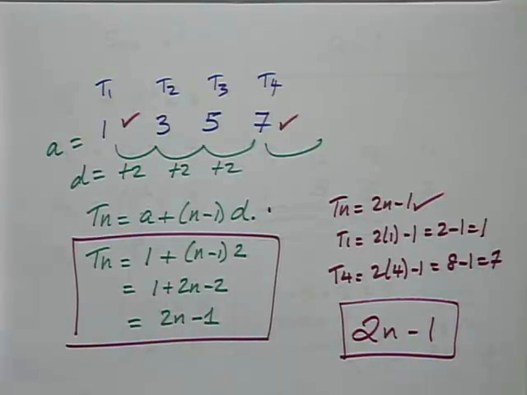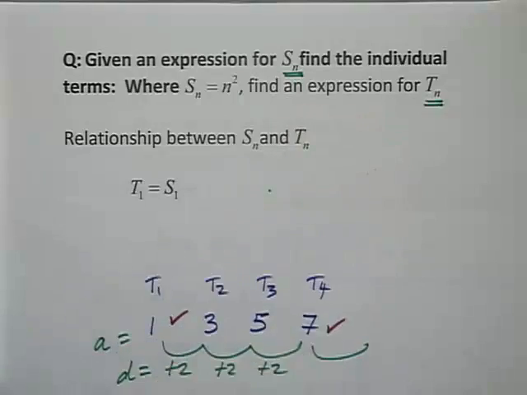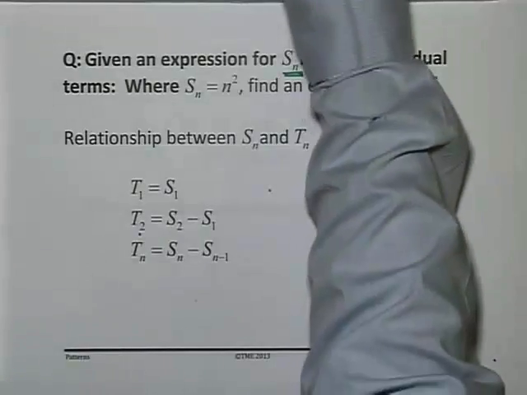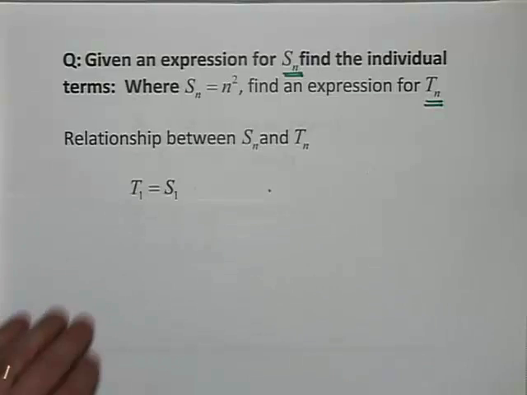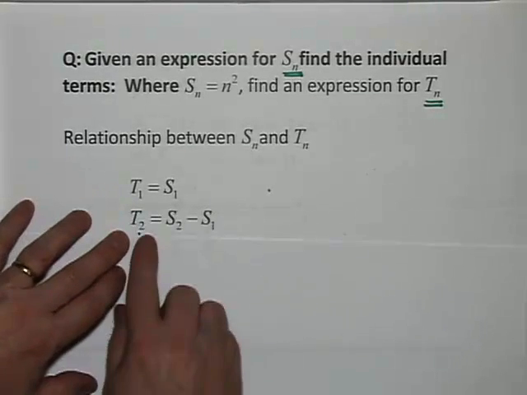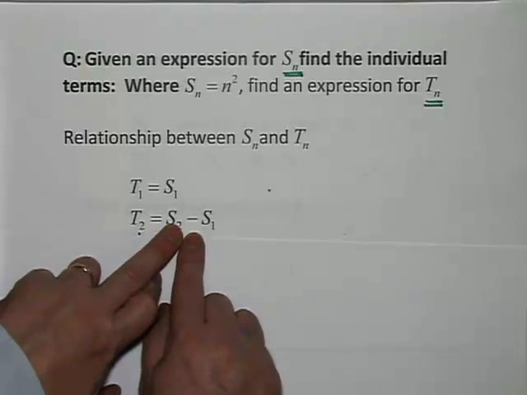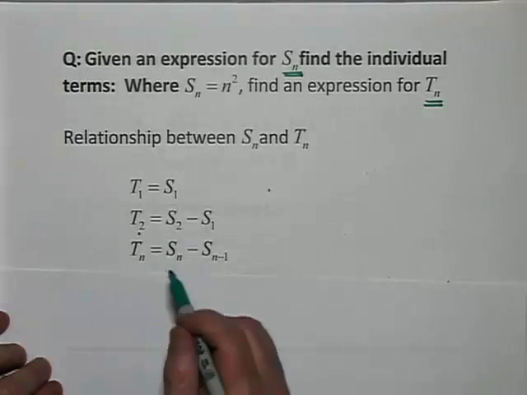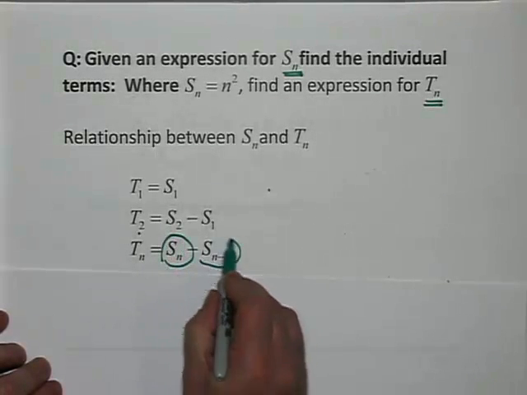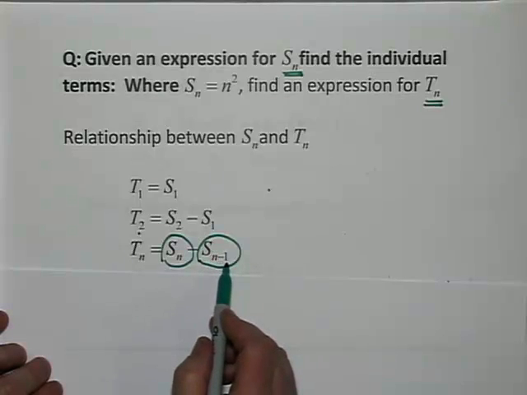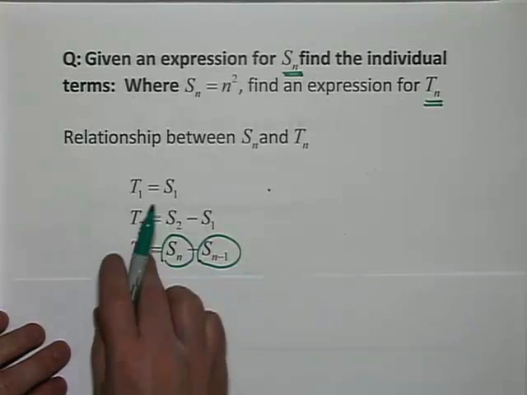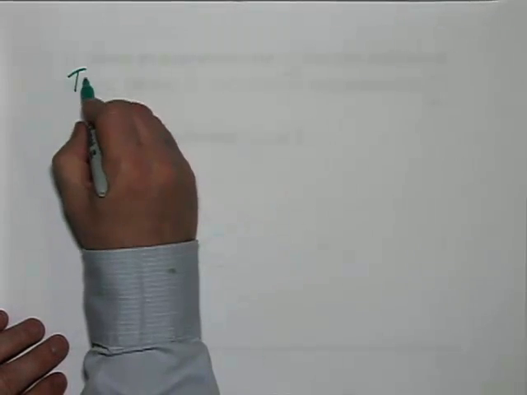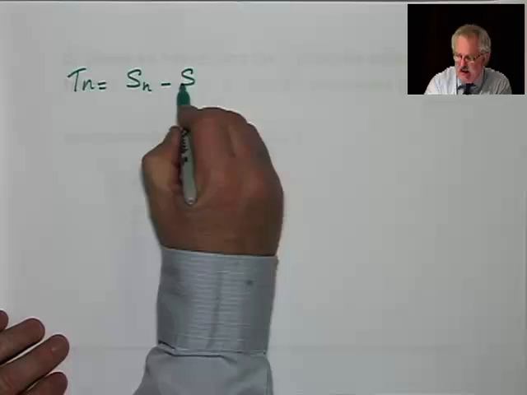Now, was there another way of doing that? Well, let's go back to what they asked us to do. They said, give us an expression for Sn, find the value for Tn. Well, one way of doing this is that T1 is S1. T2 is the sum up to the first two terms, take away the sum up to the first term. And Tn is the sum of all the terms up to n minus the sum of the terms up to the one before it. So effectively, that is the killer equation. That Tn is equal to Sn minus S(n-1).